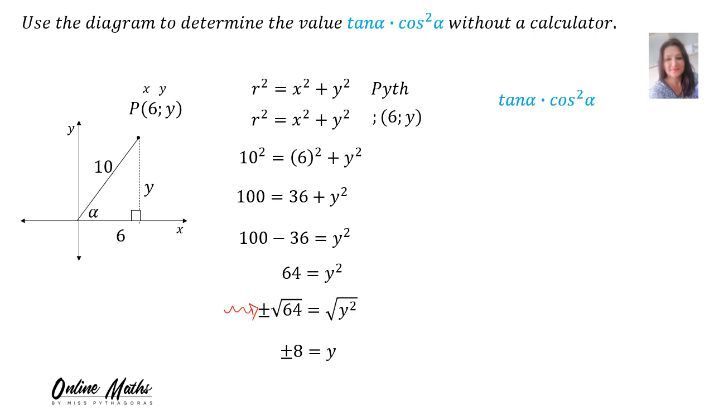Which one to choose? We take the positive 8. Why? Because in the first quadrant, x and y are positive. Therefore, y is positive 8. Now back to the sum.